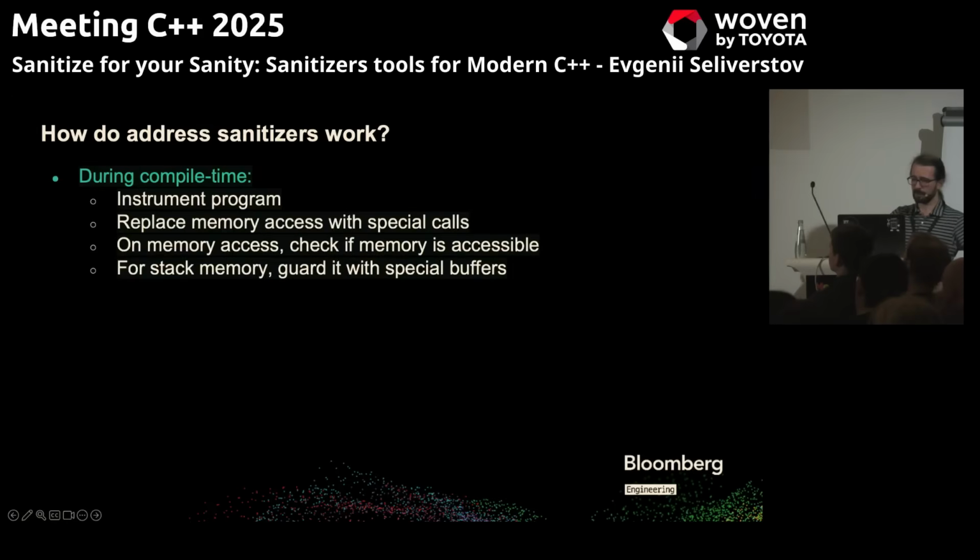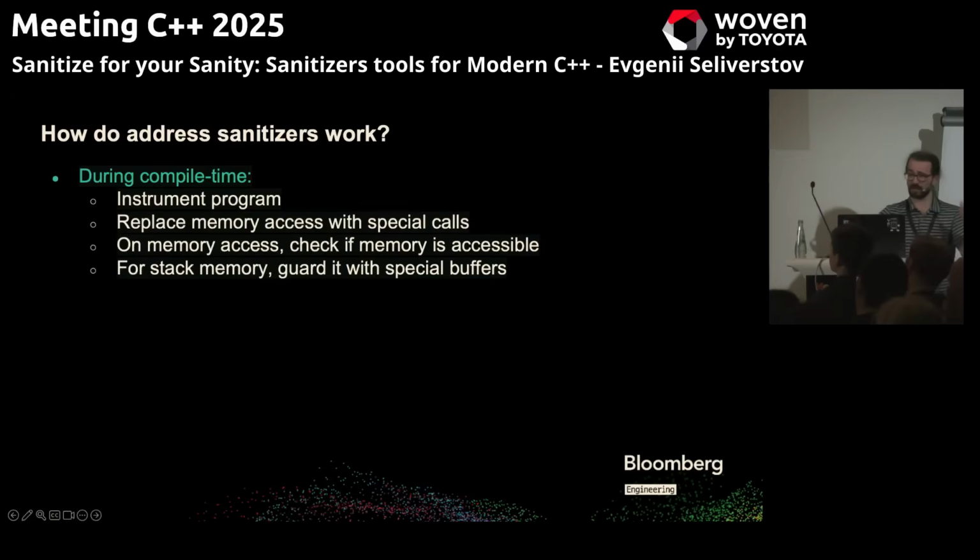So how does it work? Two stages. The first stage is to instrument. We need to replace all the memory accesses from our program, whether it's read or write, with special calls to the library. So it looks pretty slow, but it works well. Then, on each memory access, we need to check if a specific piece of memory is accessible or not. If it's OK, we just pass. If it's not, we report. And for stack memory, not heap memory, we need to guard it with special buffers. I'll speak about it later.